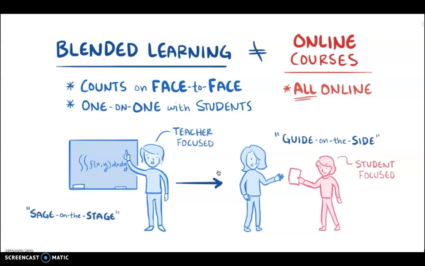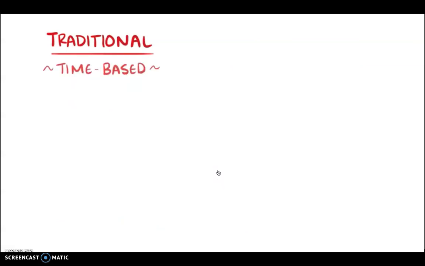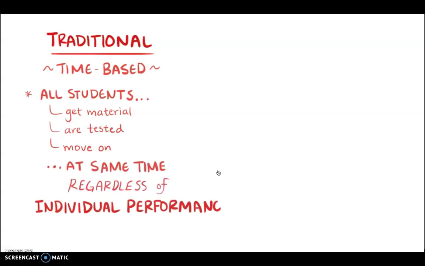student-focused learning model. In a traditional classroom, the approach is generally time-based, meaning the whole class moves at the same pace. All students get the same lesson on the same day, and are tested on that material at the same time. And then they all move on to the next topic regardless of their individual exam performance or if they have gaps in their knowledge.